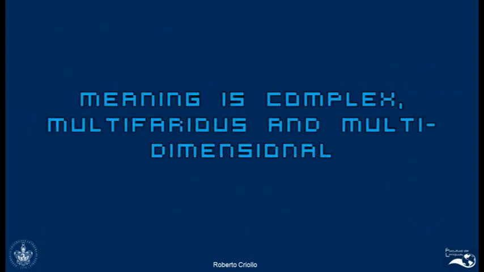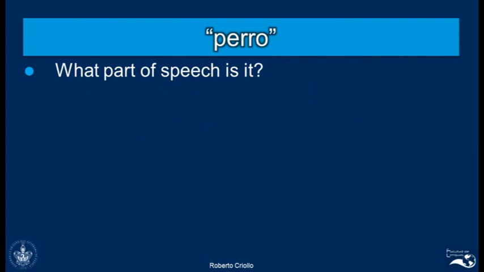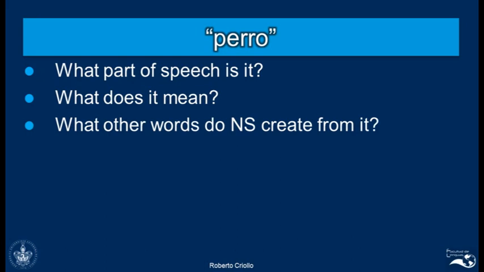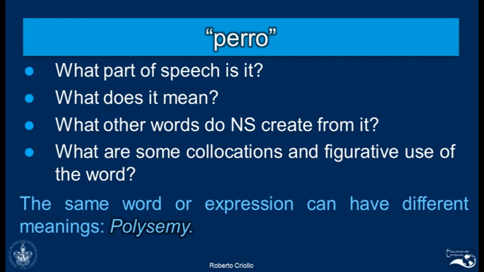So, from the analysis of the meanings of the word madre, we can come up with our first conclusion, which is that meaning is complex, multifarious, and multidimensional. We can take any other word in the Spanish language and we will see that the same thing will happen. The word can be different parts of speech. The word can have all kinds of different meanings. We can create new words using this base form of the word. And we can create some collocations or idioms and even metaphors using exactly the same word. So the second conclusion here is that the same word or expression can have different meanings, which is called polysemy.